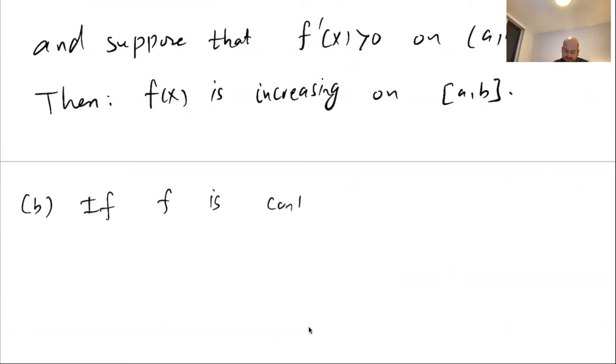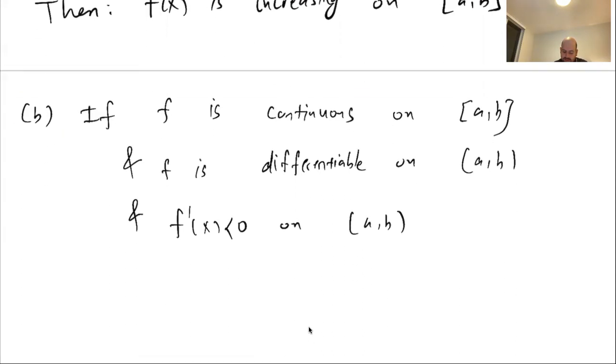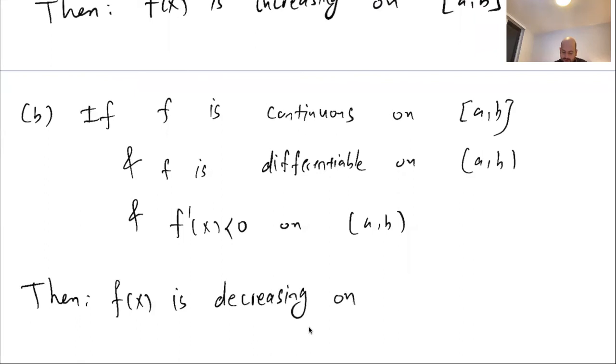And part B, similarly: again, if f is continuous on the closed interval a and b, and f is differentiable on the open interval a and b, and f prime of x is less than 0 on a and b, then again we can say that f of x is decreasing on a and b.